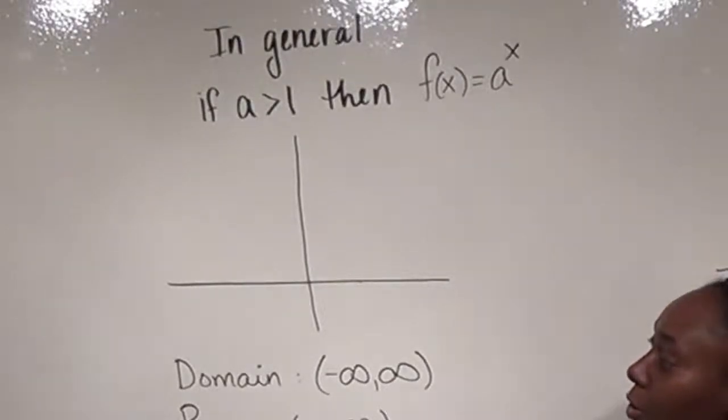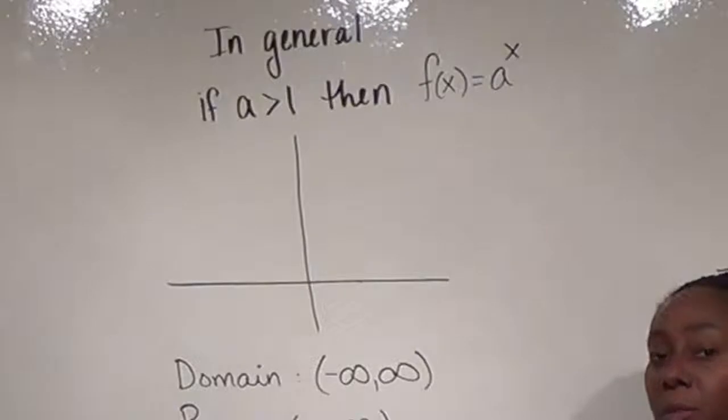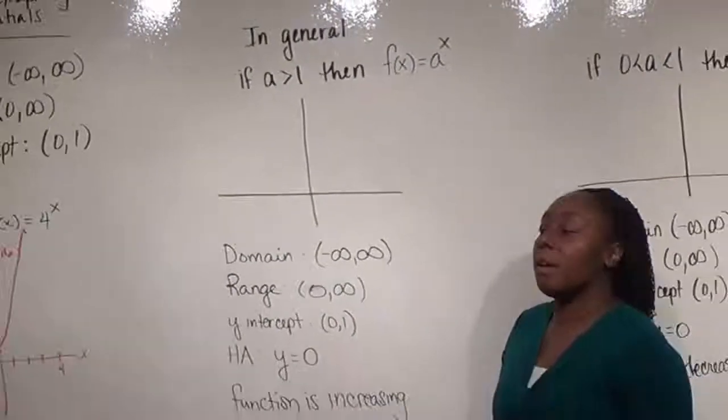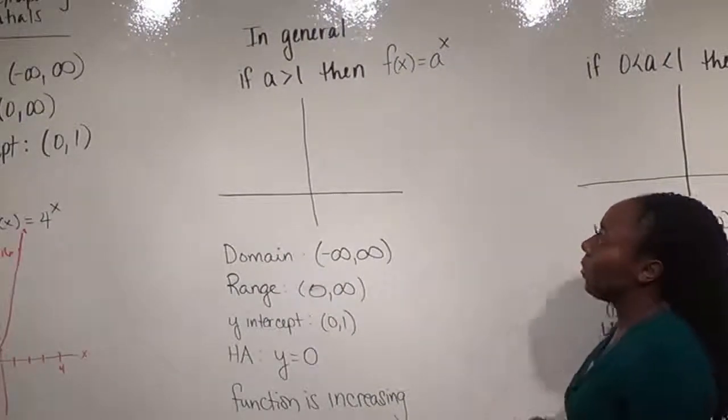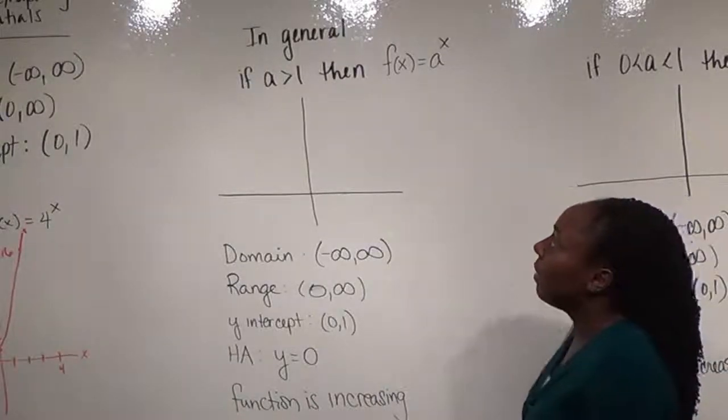And I would encourage you to do kind of what we just did for other things, like f of x equals 2 to the x, 3 to the x. Then throw in some of the fractions, 1/2 to the x, 1/3 to the x, and just see what your functions look like. So these two things I'm about to say will make a little bit more sense.